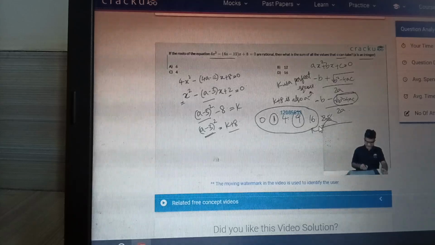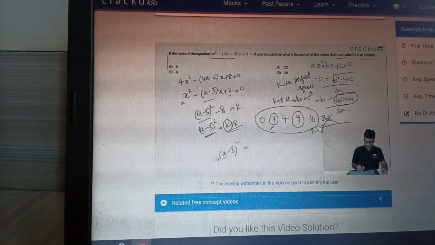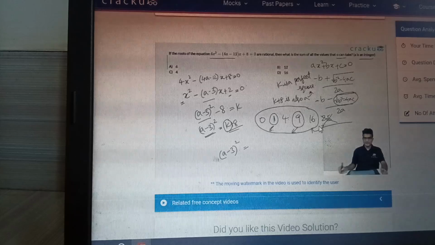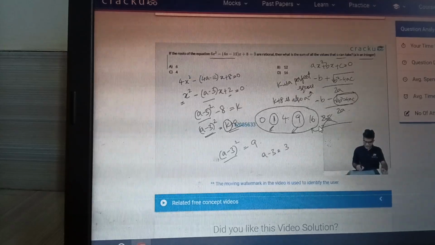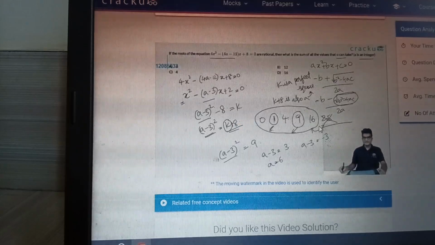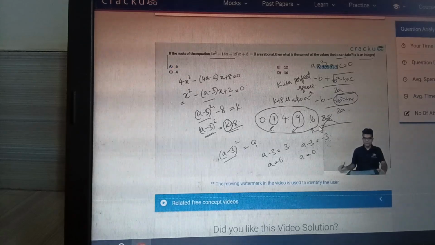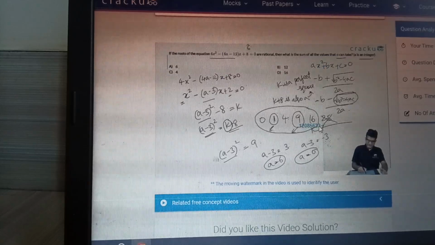What this would imply is that the value of k has to equal 1, and the value of k + 8 has to equal 9. So (a − 3)² has to equal 9. So the value of a − 3 is either equal to 3 or equal to −3. These are the two possibilities. So the value of a will be either equal to 6 or equal to 0. So the sum of both the possible values of a will be 6 + 0, which is equal to 6.